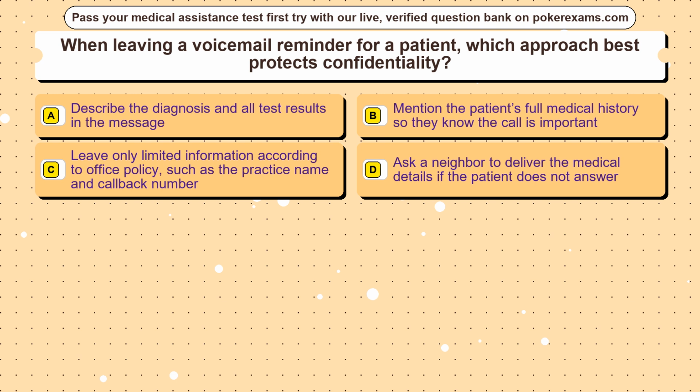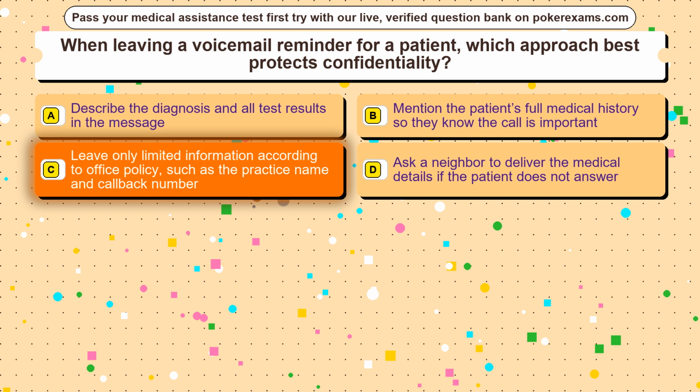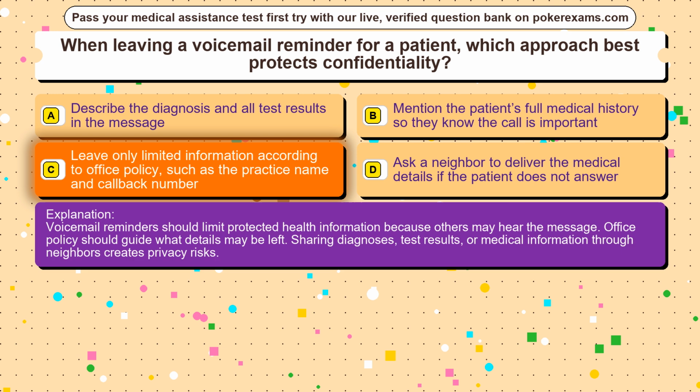such as the practice name and callback number. Option D. Ask a neighbor to deliver the medical details if the patient does not answer. The correct answer is option C. Leave only limited information according to office policy, such as the practice name and callback number. Voicemail reminders should limit protected health information because others may hear the message. Office policy should guide what details may be left. Sharing diagnoses, test results, or medical information through neighbors creates privacy risks.